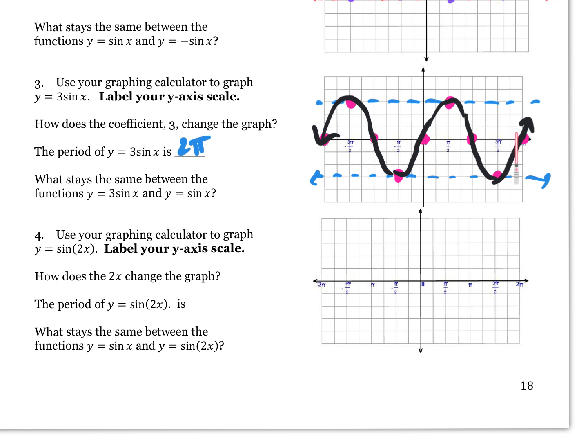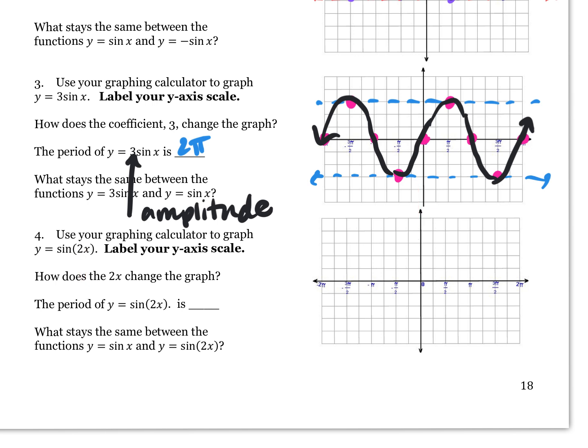Yep, we still have a period of 2 pi. We start at the origin. We just have to get up to 3 and down to negative 3. This 3 is called my amplitude, and we'll go through that on the next page, what these things are called. Amplitude is just saying how high and how low. We have to go up to positive 3 and down to negative 3. Okay, what about this sine of 2x?